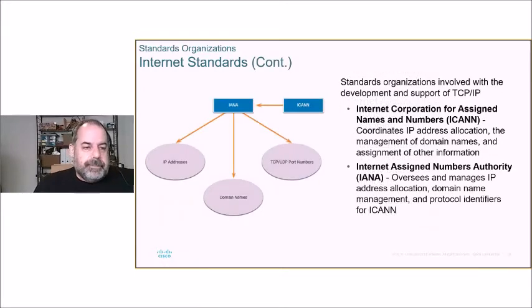Next page. Well, all right, next page after this. So, standards organizations involved with the development and support of TCP/IP. There's ICANN and also IANA. ICANN is the Internet Corporation for Assigned Names and Numbers. It coordinates IP address allocation, the management of domain names, and assignment of other information. IANA oversees and manages IP address allocation, domain name management, and protocol identifiers. ICANN is sort of the overall controller, while IANA is the let's-get-it-done type of solution. So basically, the internet registries around the world go to IANA for their address space. They also manage different parts of the domain naming system, and port numbers can be assigned there as well.